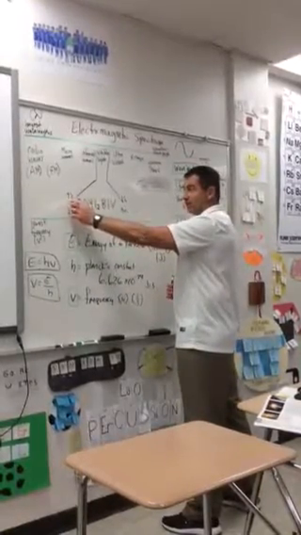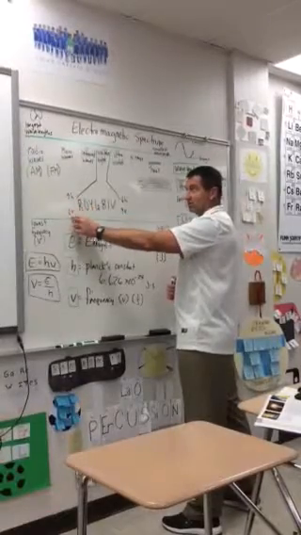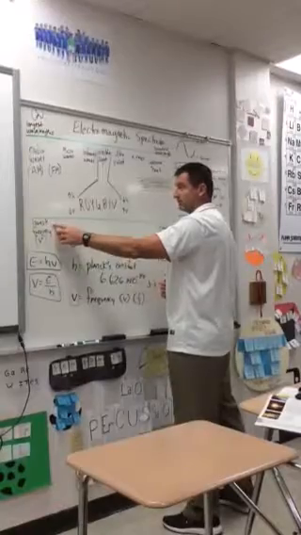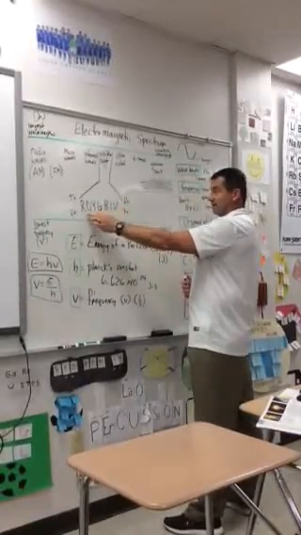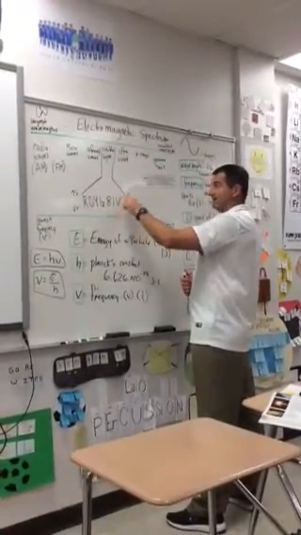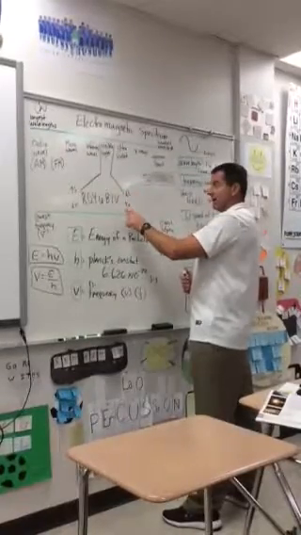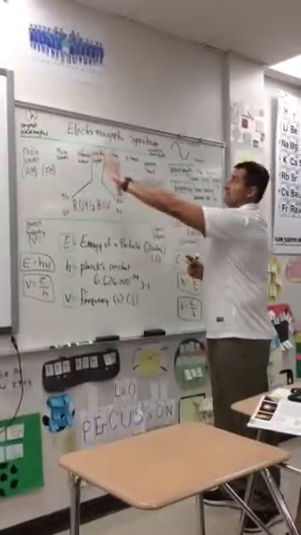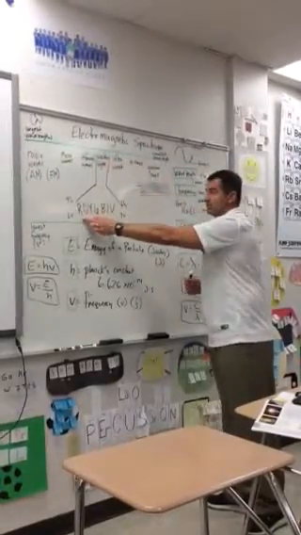Red has the longest wavelengths and the lowest frequencies, just like radio waves have the longest wavelengths and the lowest frequencies. Violet, and it's in order, violet has the smallest wavelengths, okay, and the highest frequencies. So just like this corresponds in order, so does the rainbow.